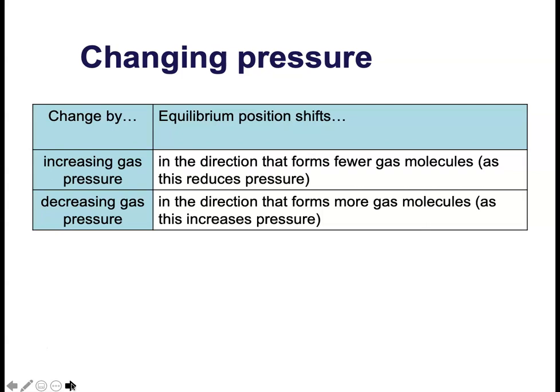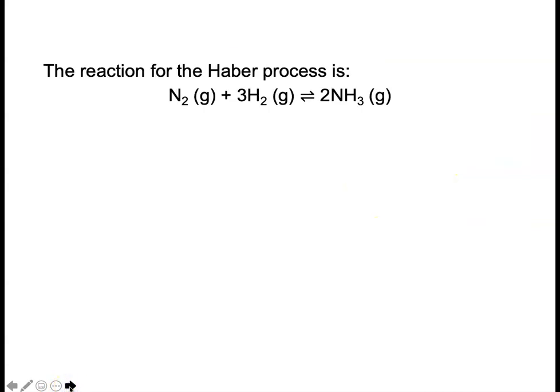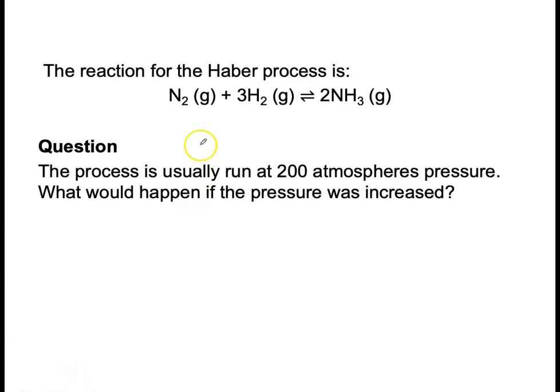What about pressure? When we look at pressure, we're interested in gases. The simple concept is this. If you increase gas pressure, then the equilibrium moves to the side that has fewer gas molecules. If you decrease pressure, equilibrium moves to the side that has more gas molecules. Let me give you an example here. Please look at this carefully. There are 4 gas molecules on the left and 2 gas molecules on the right.